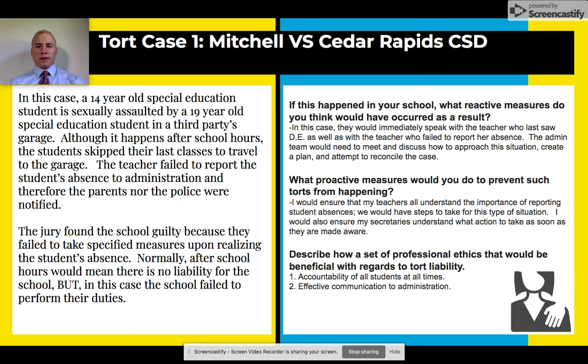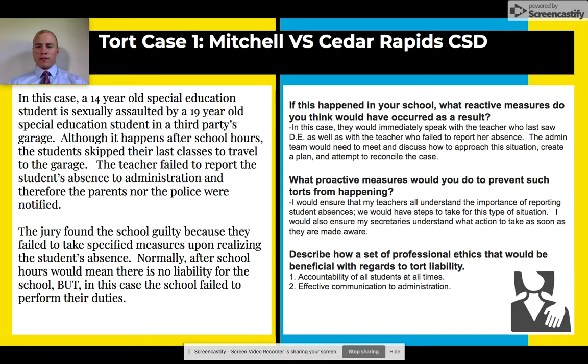So if this happened in my school, I would immediately speak with the teacher who last saw the student, who is that 14-year-old, as well as the teacher who failed to report. So just get information from both of those teachers. And then the admin team will need to meet and discuss the approach to the situation, create a plan, and attempt to reconcile the case.